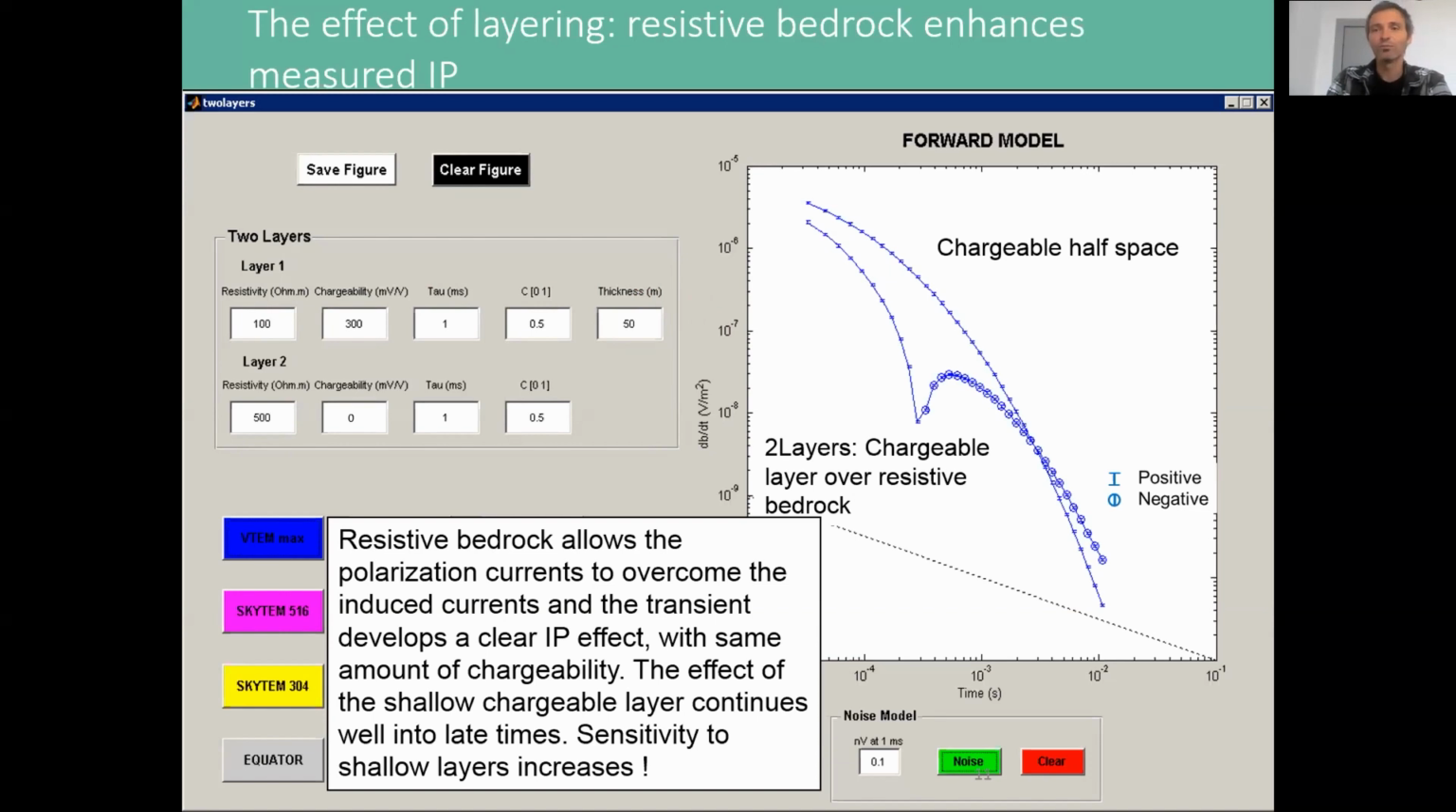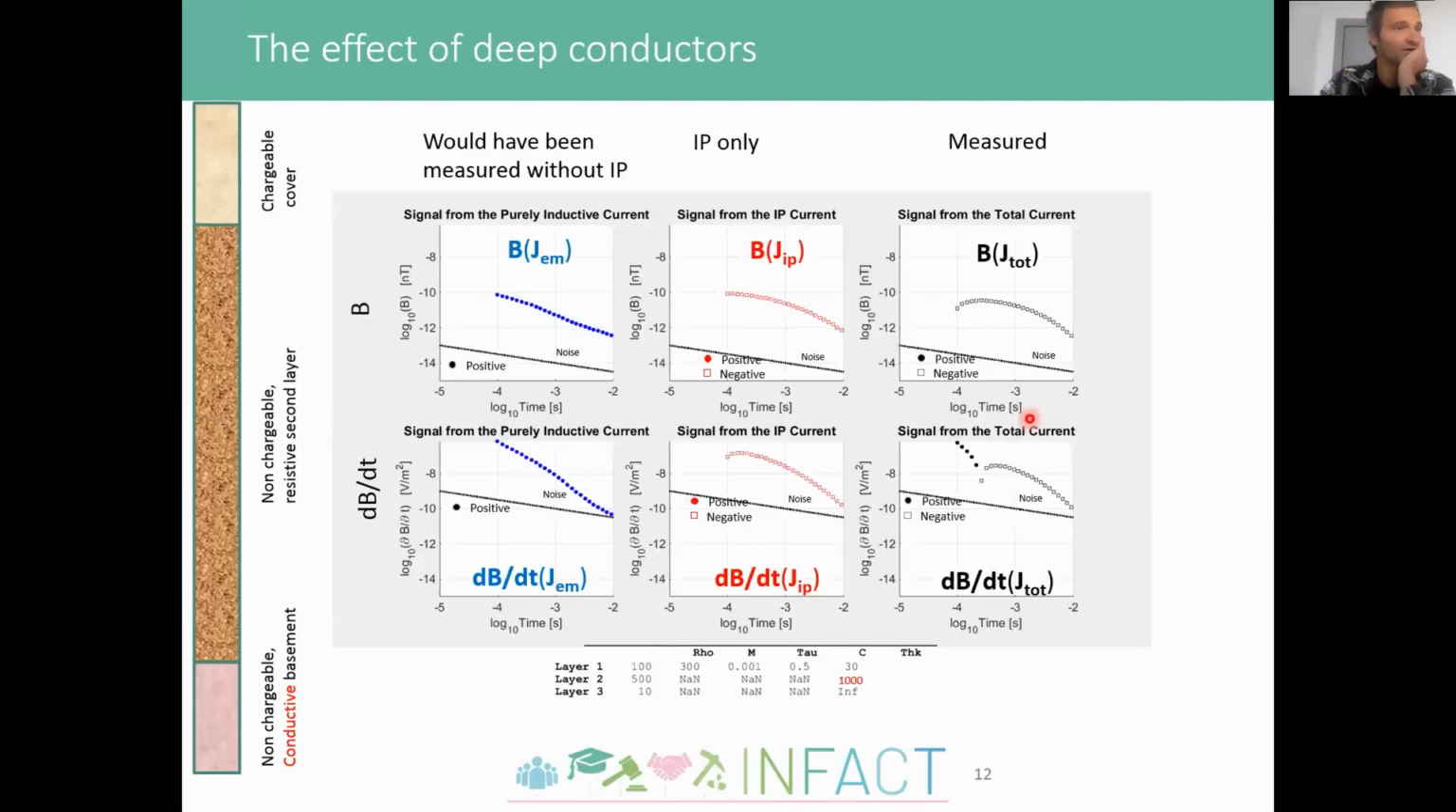I'll show you a couple more synthetics. I think they're very important and very graphical in the explanation. And this set of forward responses aims at showing you the effect of a shallow chargeable layer onto a deep conductor. So this is a simple 3-layer model.